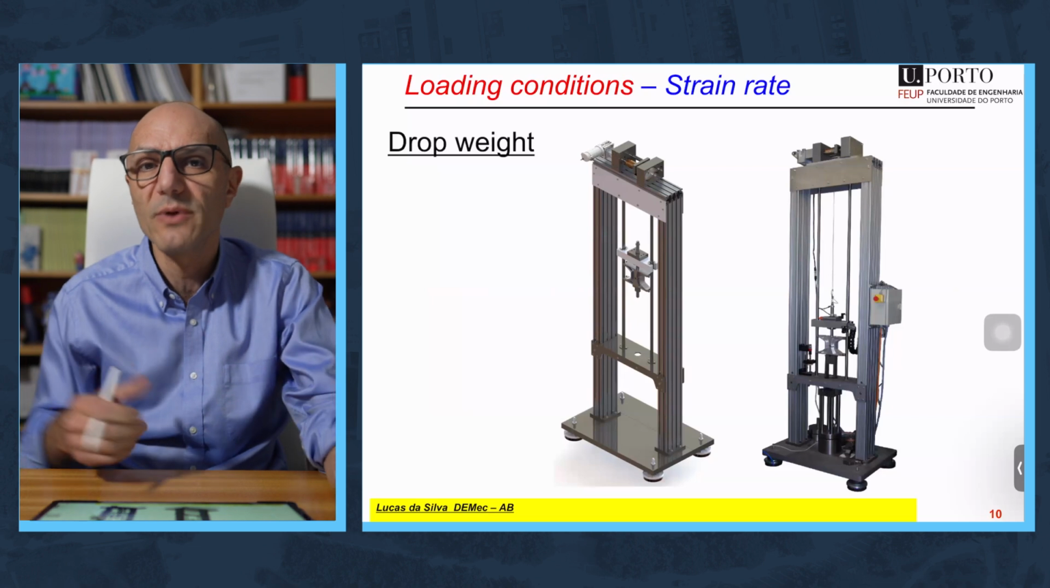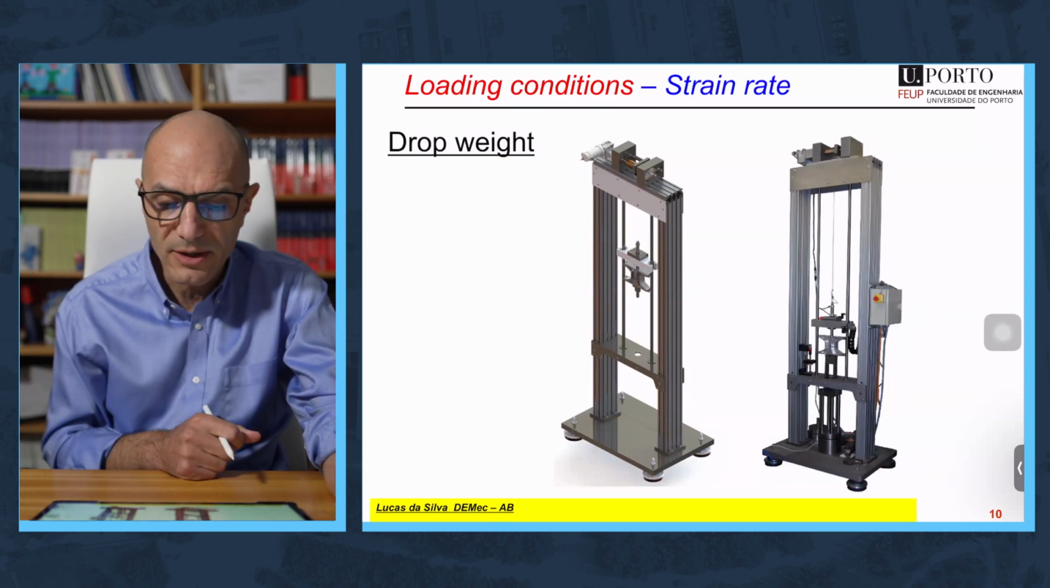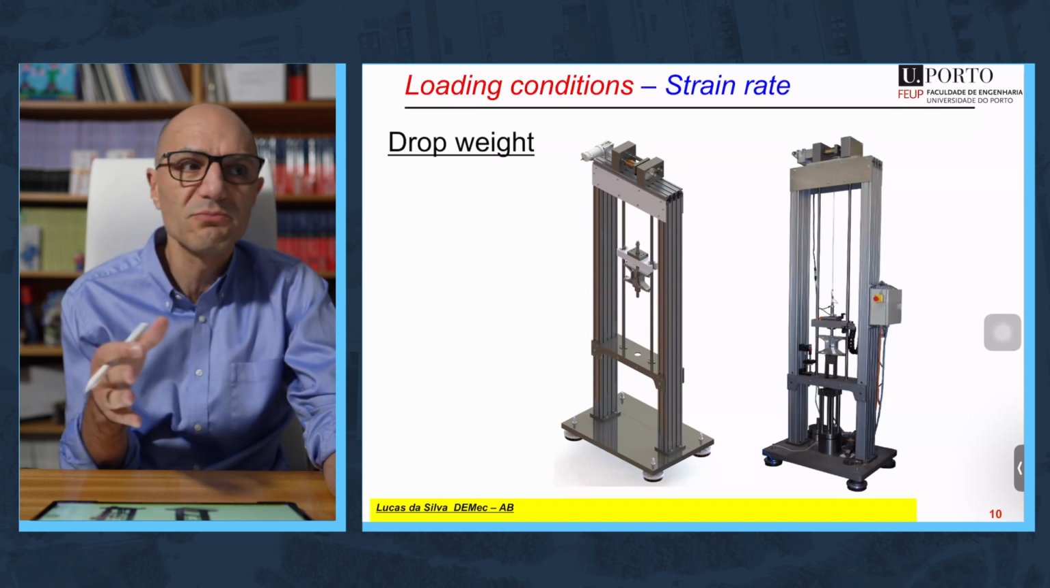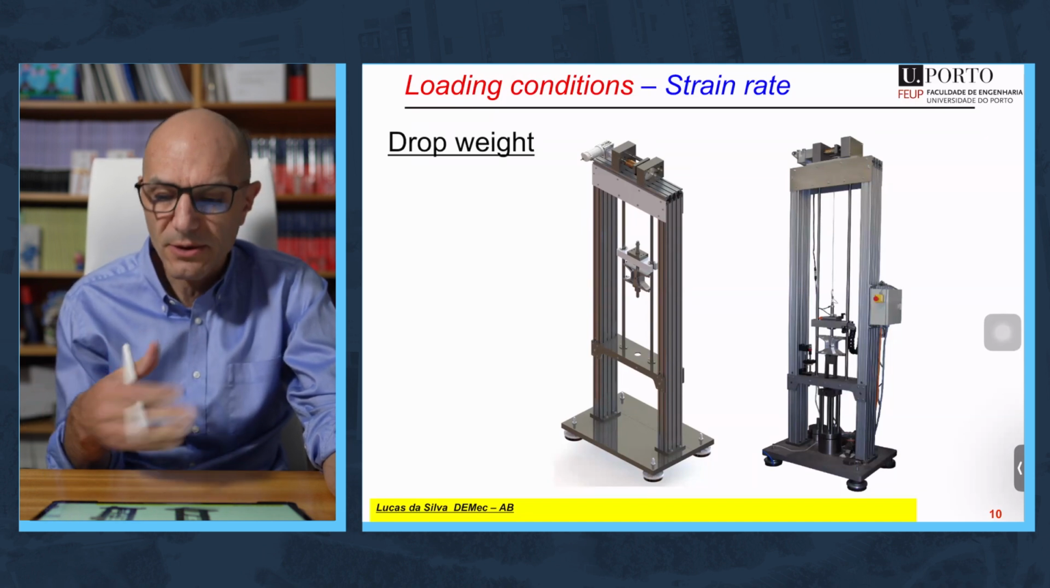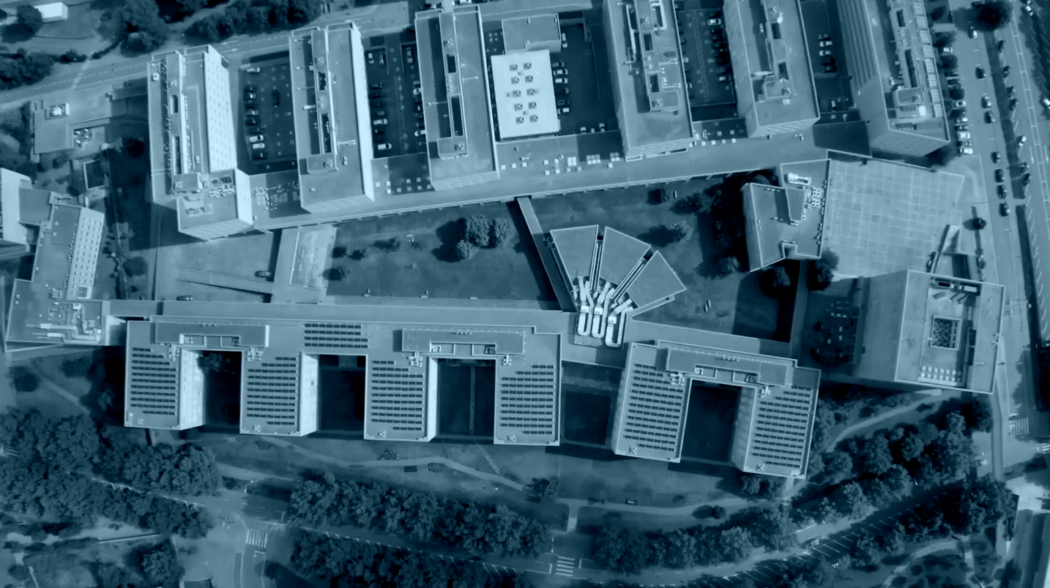Let's talk a bit about what exists in terms of apparatus. You have here the drop weight. This is very commonly used. We are talking about 3-4 meters per second, already useful in many impact situations.